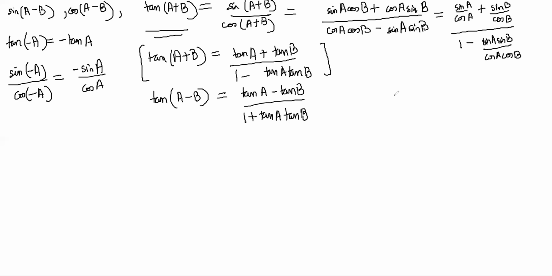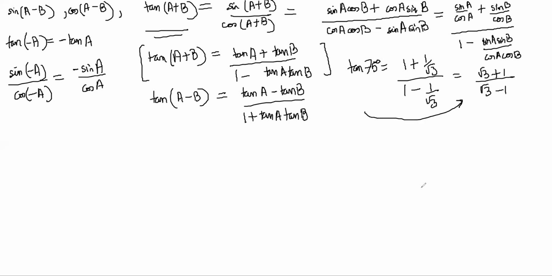You can just directly do tan 45, tan 30. Tan 45 plus 30 is 75, right? So you will get tan 75 will be equal to 1 plus 1 by root 3 by 1 minus 1 by root 3, which is root 3 plus 1 by root 3 minus 1. This is tan 75 degree, right? Correct. And similarly, you can get tan 15 degree and so on, right? So we have derived our tan sum and difference formulas.